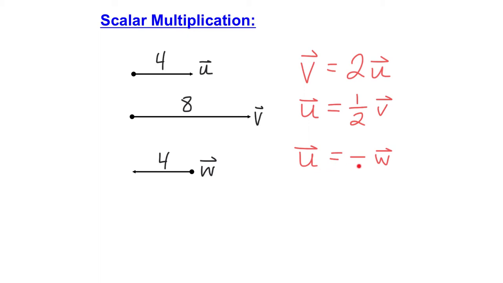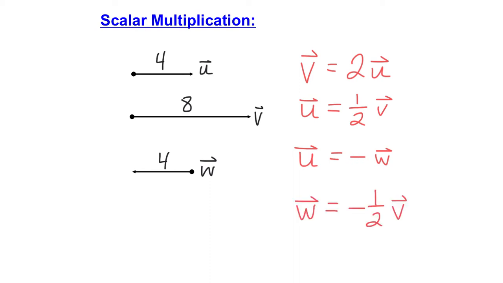Now look at this. U is equal to negative w. So why is it negative? They're the same size. They're both 4 units. However, notice the direction. U points to the right, W points to the left. They're going in opposite directions. So that's why we have opposite signs when we represent this algebraically. Although the magnitudes are the same for U and W, the direction is different, so we have to show that with a negative value.